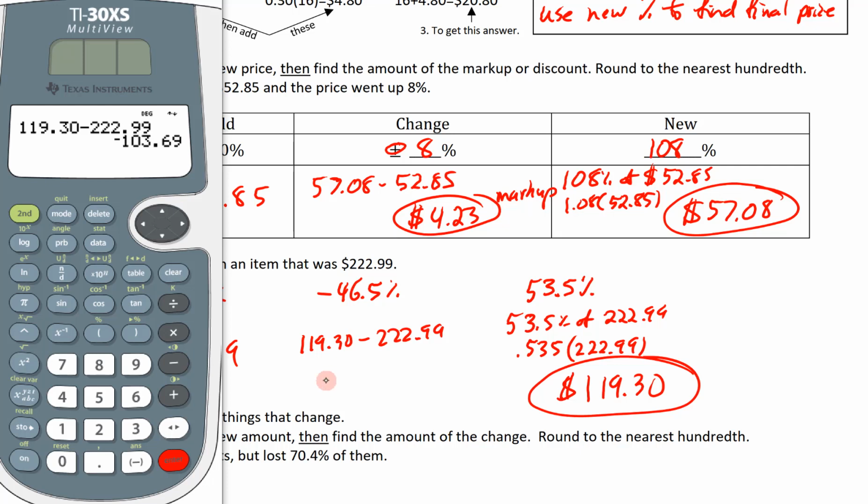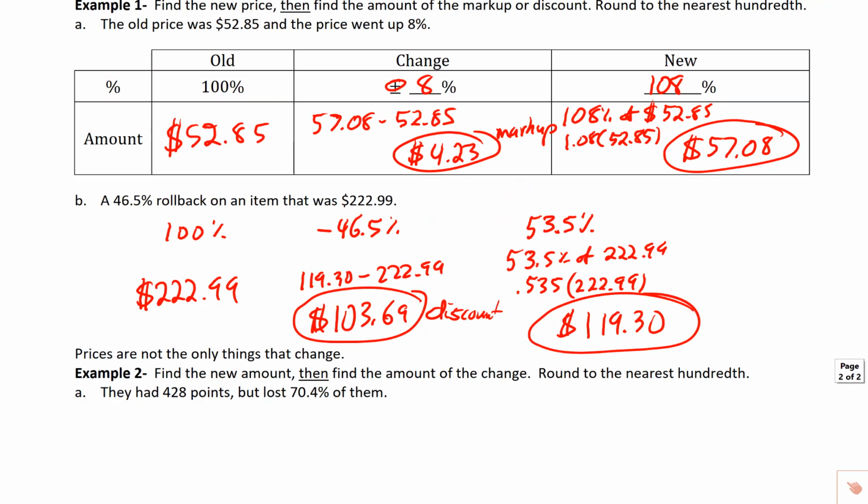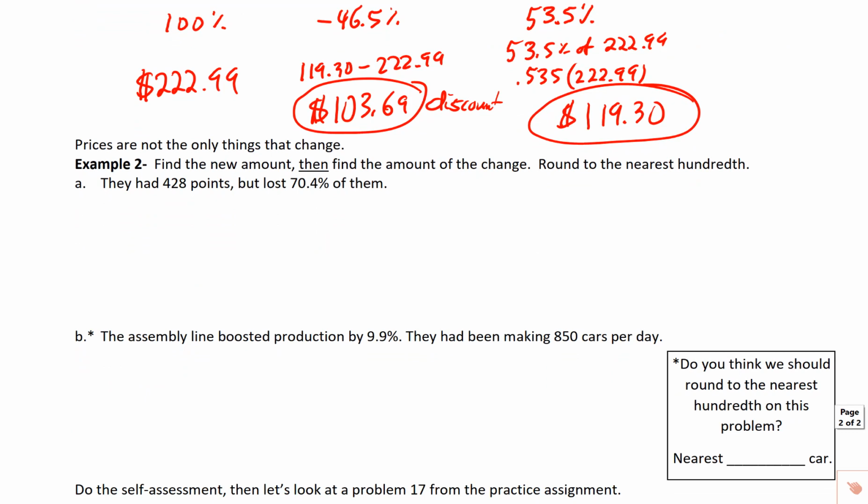So $103.69. So 103.69. Put a dollar sign on there, circle that, and we're going to mark that as a discount. That's a reduction in the price. So discount right there. Now, prices are not the only thing that change, so there are other things that can change percentage-wise.